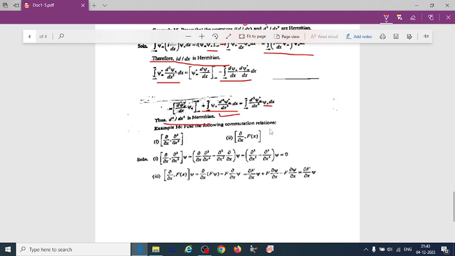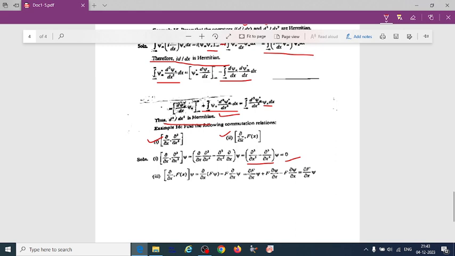Find the following commutation relation. So first, the condition they have given is dou by dou x, dou x square. If you write the commutation relation for this, how you can write it, like a comma b, ab minus ba, you should write like that. Then after equating, what you will get here, the answer is going to be 0.